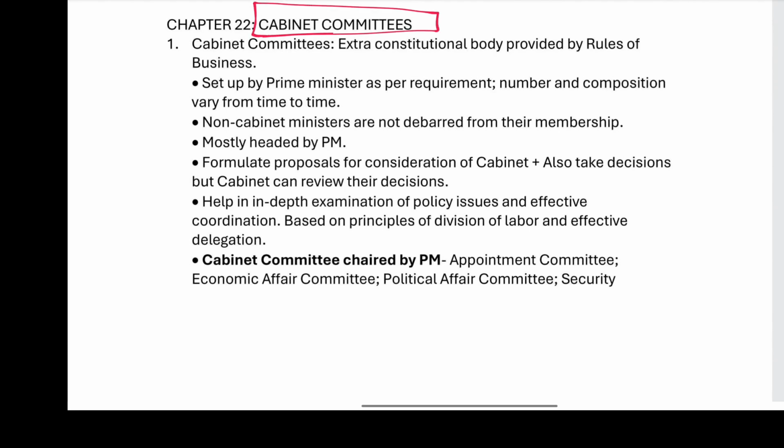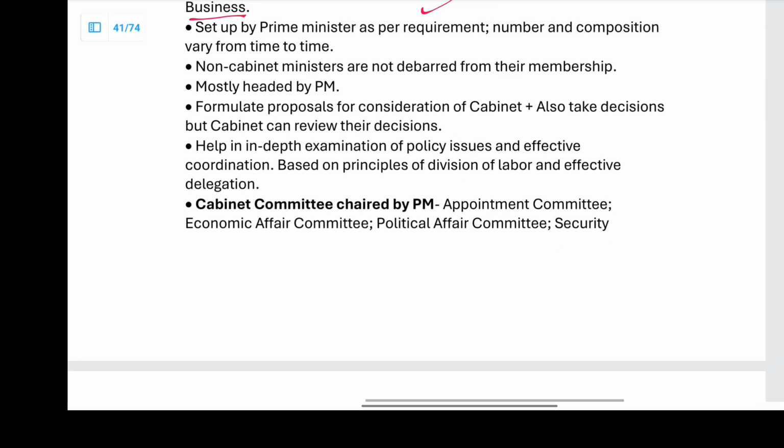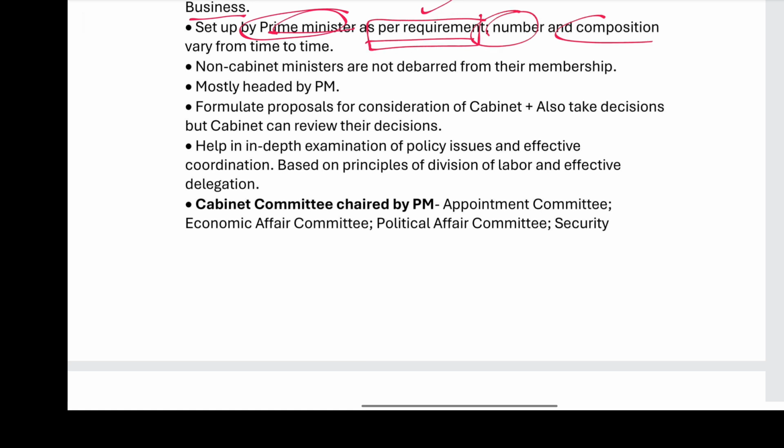Cabinet committees. They are extra-constitutional bodies. They are provided for in the rules of business. It is set up by the Prime Minister as a requirement, and the number and the composition may vary from time to time. Non-cabinet ministers are not debarred from their membership. It is mostly headed by the Prime Minister.